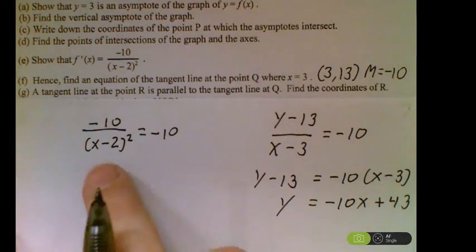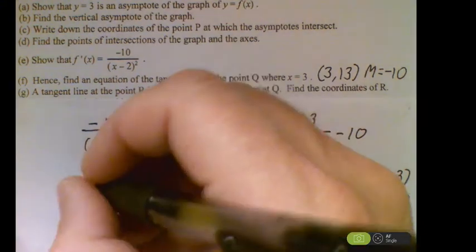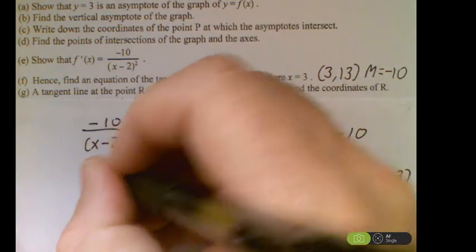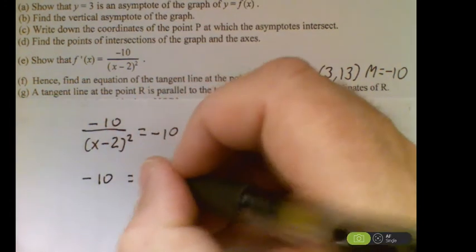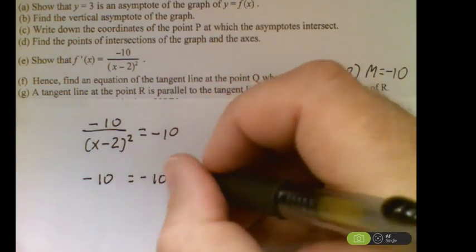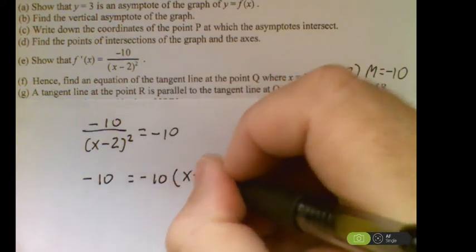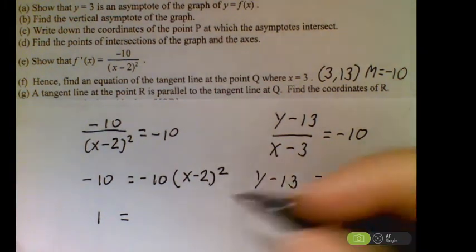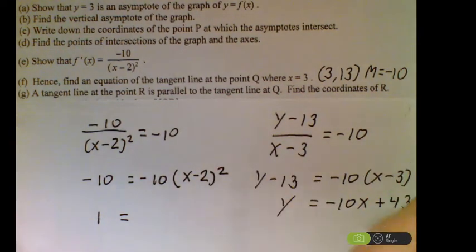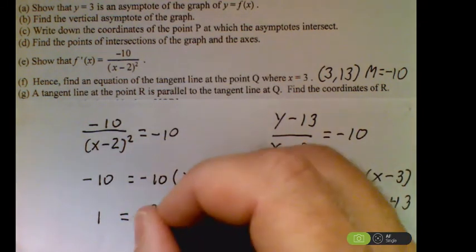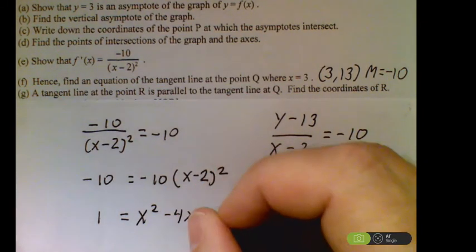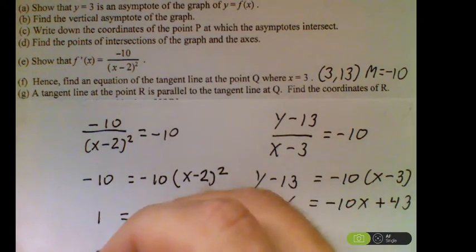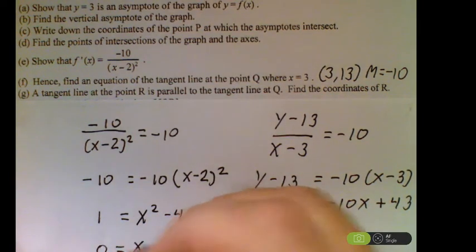So I'm going to take my denominator and multiply it over to the right. Let's go ahead and divide both sides by negative 10 just to get some easier numbers to work with. Let's do a little distribution on that, or FOIL. So x squared minus 4x plus 4. Let's bring the 1 over and make it equal 0, since we're dealing with a quadratic.